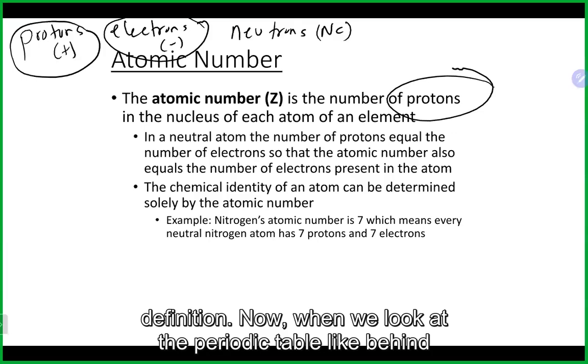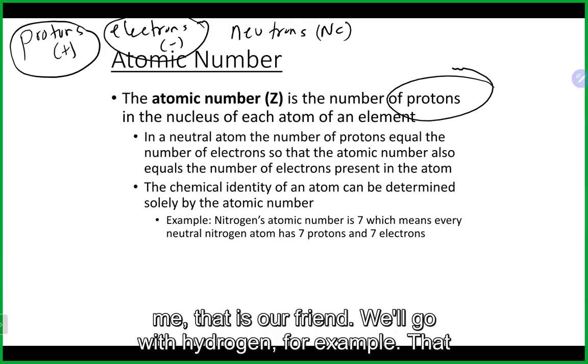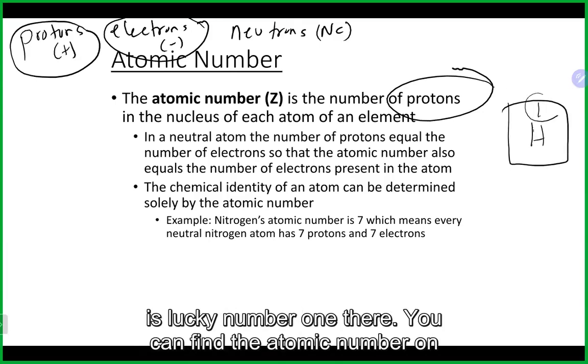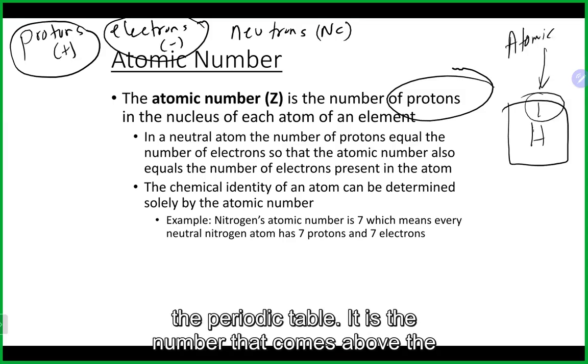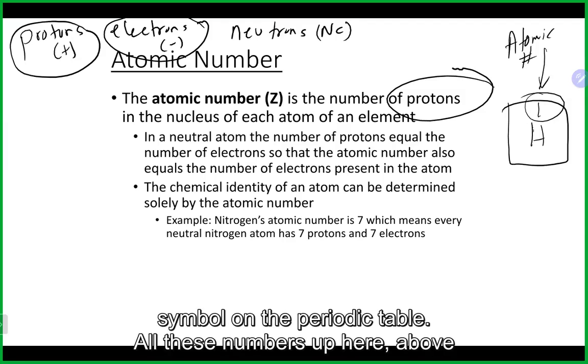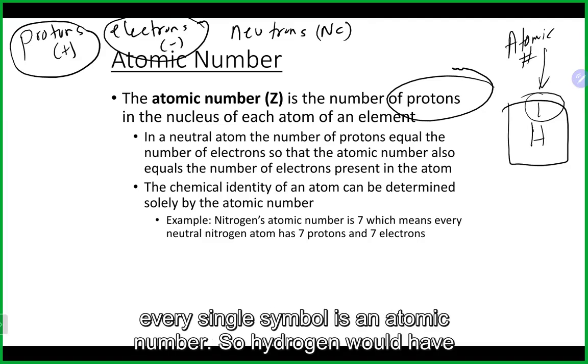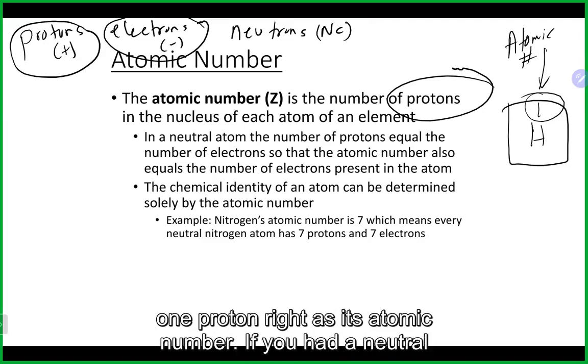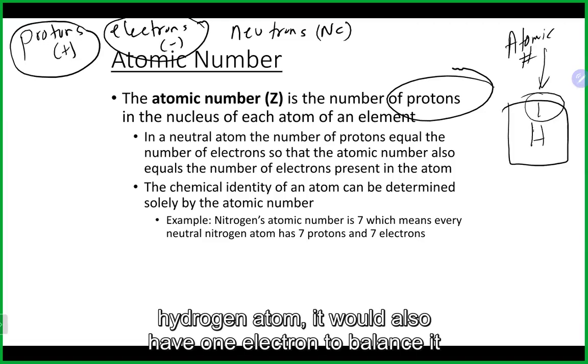Now, when we look at the periodic table, like behind me, that is our friend. We'll go with hydrogen, for example. That is lucky number 1 there. You can find the atomic number on the periodic table. It is the number that comes above the symbol. All these numbers above every single symbol are atomic numbers. So hydrogen would have 1 proton, right, as its atomic number. If you had a neutral hydrogen atom, it would also have 1 electron to balance it out, right?